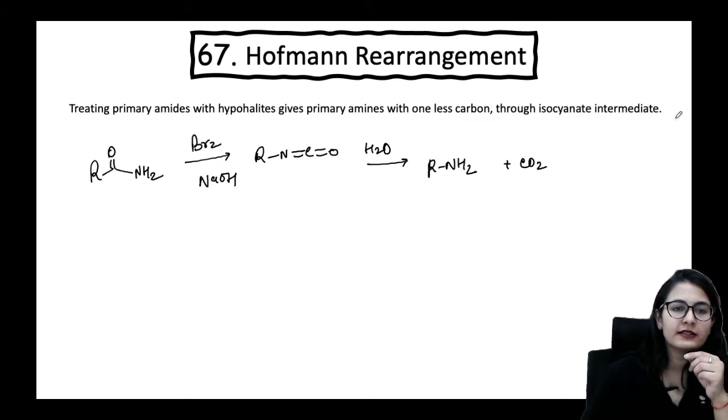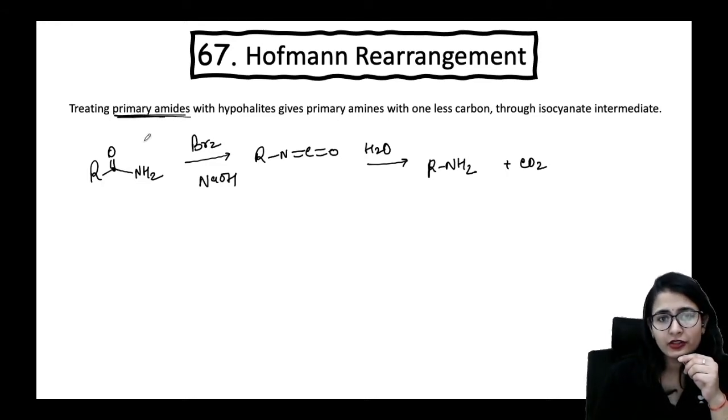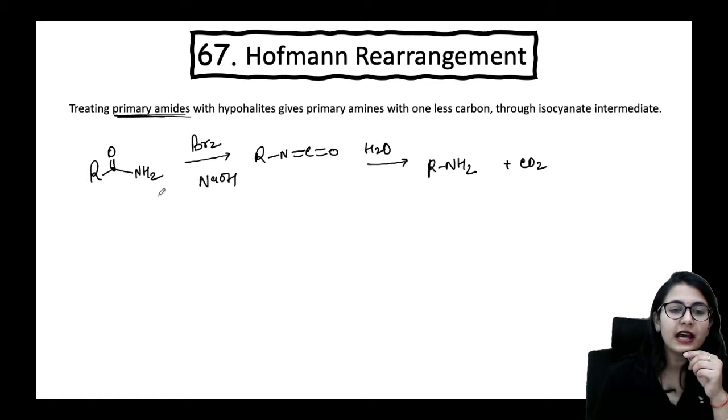Let's see the mechanism. So you are starting with the amide, okay? Let's say you have an amide molecule like this in the presence of bromine. Now see the condition, a primary amide should be present. You cannot take a substituted amide in this particular reaction. Why? Because you need both of these hydrogens. We will see how. First of all, you are taking bromine in NaOH. What is it going to do?